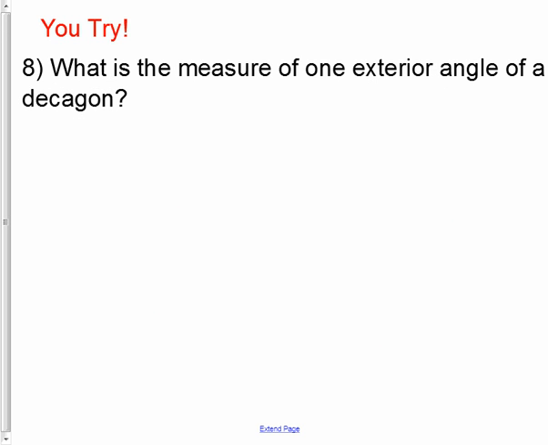All right, try this one now. Number 8, pause the video again and go ahead and try it. What is the measure of one exterior angle of a decagon? One exterior angle. So once we find the total angles, we're going to have to divide by the number of sides. So a decagon has how many sides? If you need to go back to your table, go back to your table and check. So pause the video, try it out. When you unpause, you will see the answer.